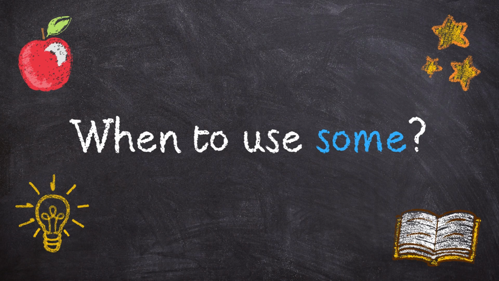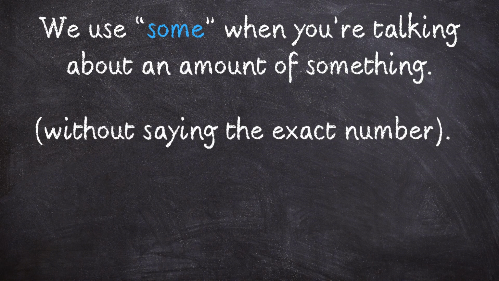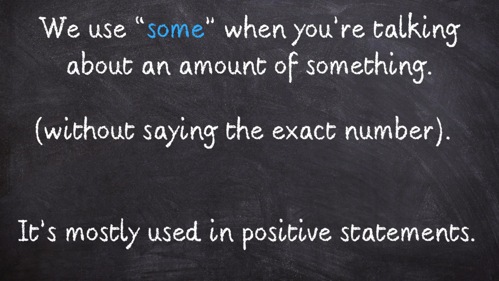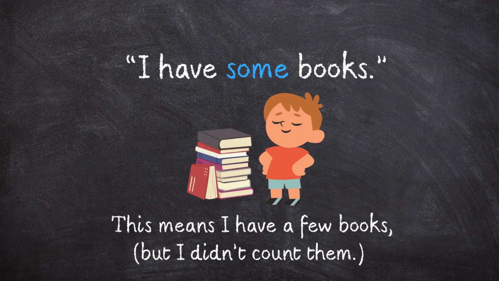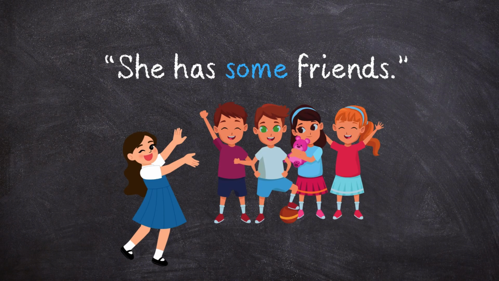When to use some. We use some when you're talking about an amount of something without saying the exact number. It's mostly used in positive statements. I have some books. This means I have a few books, but I didn't count them. We need some milk. She has some friends.